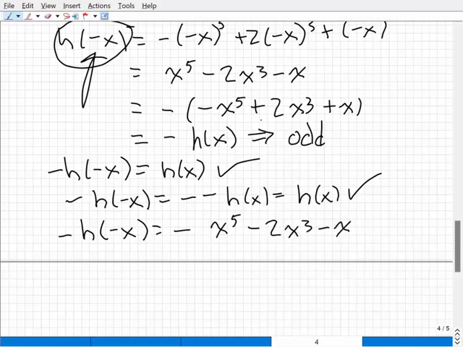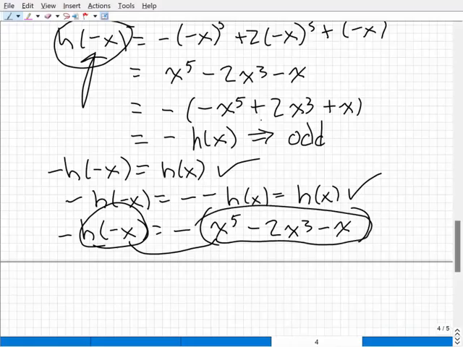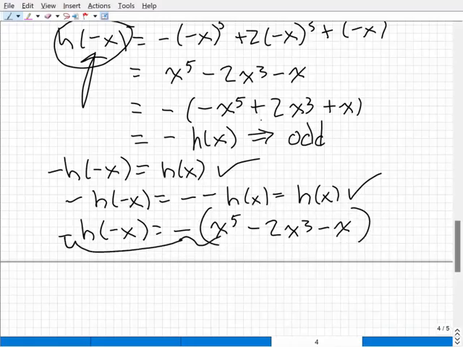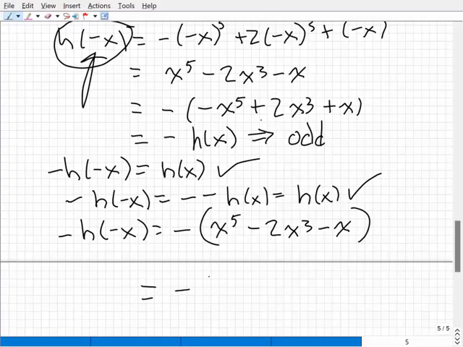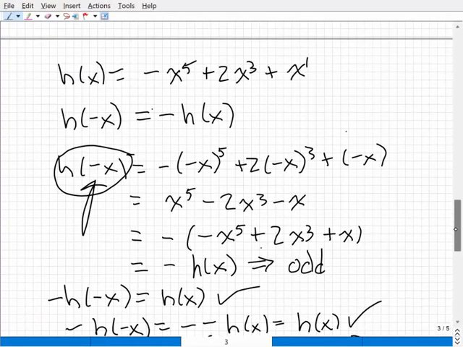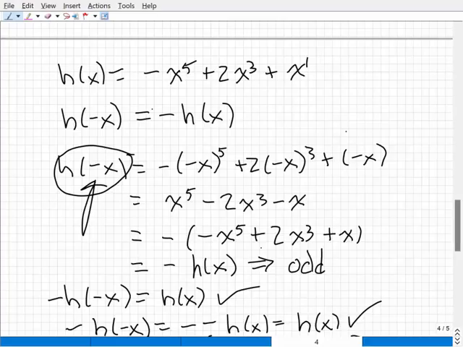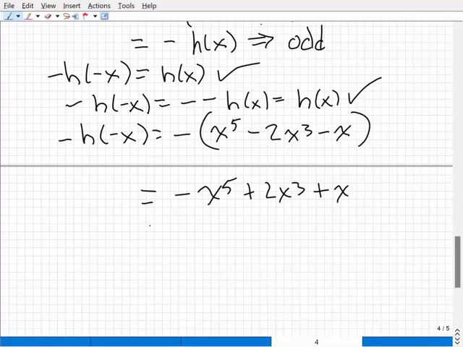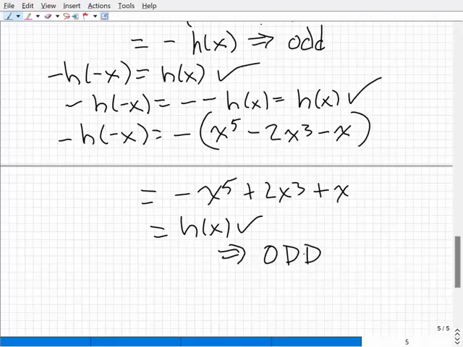Make sure you put your parentheses because we are subtracting all of this, and this guy has multiple terms. So this minus needs to hit all the terms. Negative x to the fifth, minus minus makes a plus, minus minus makes a plus. This is the original function. Exactly. Minus plus plus. Minus plus plus. So this is the original function. All of these are saying it's odd or anti-symmetric.